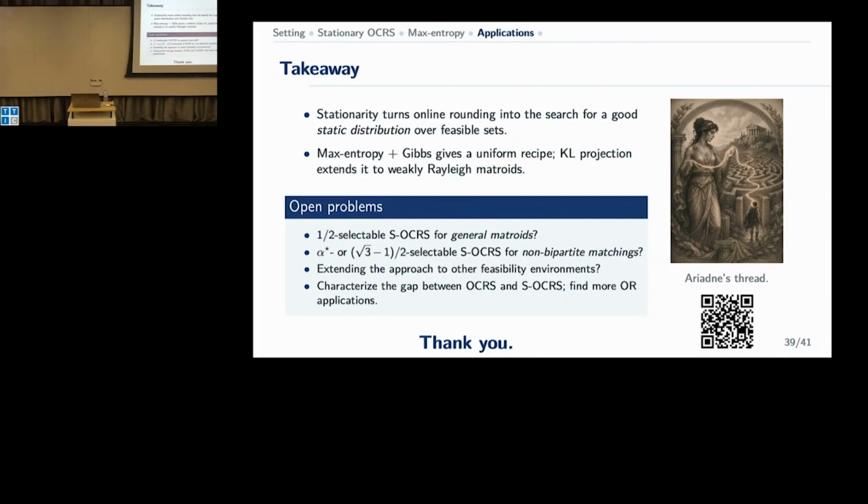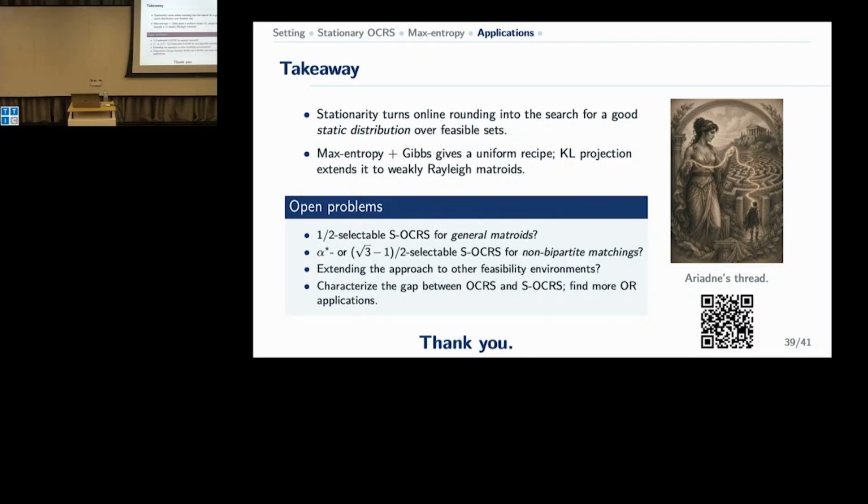So is there a half-selectable stationary online contention resolution scheme for general matroids? That's one question. Well, if we switch to general matching, I showed you 1/3, but actually we don't know what is the best stationary online contention resolution scheme we can design. So it seems using our approach, we can get 1/3, and maybe you can get (square root of 3 minus 1) over 2, but none of this is actually the optimal factor for general matching. I leave that as an open problem.